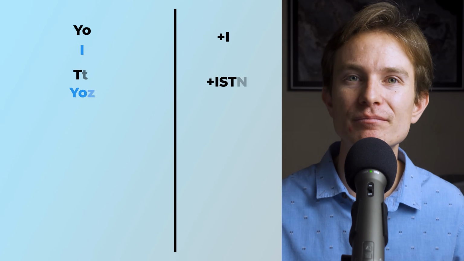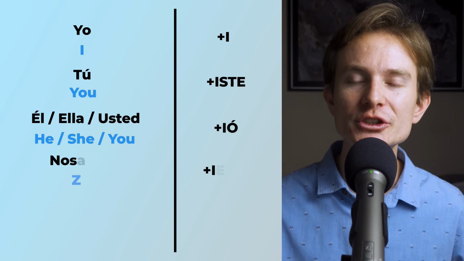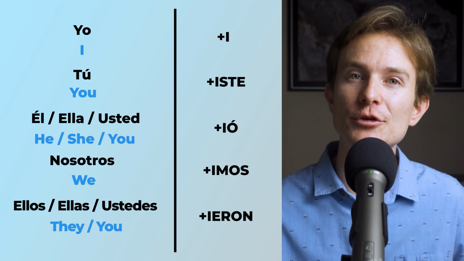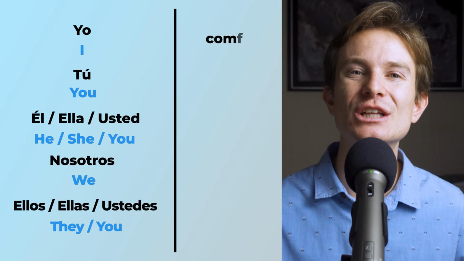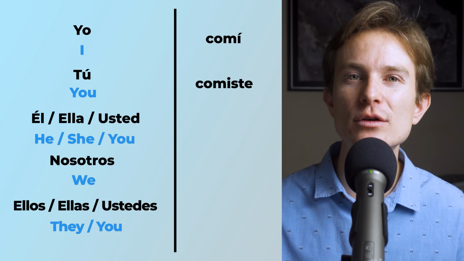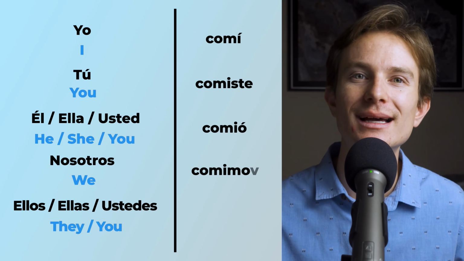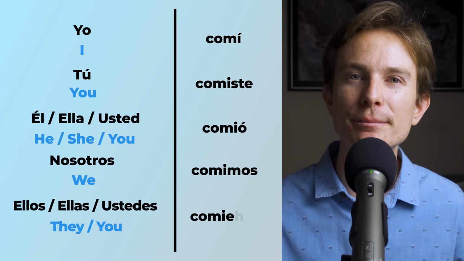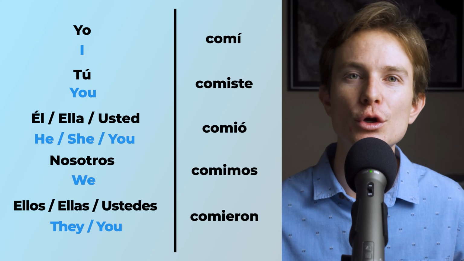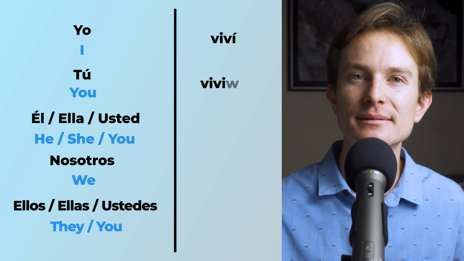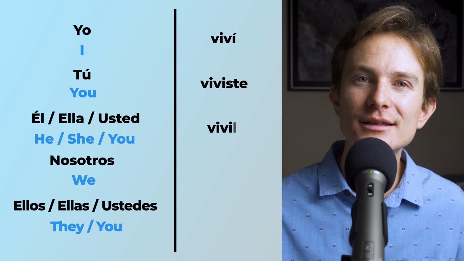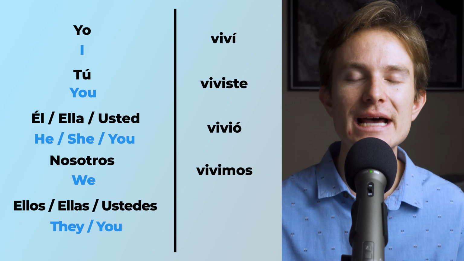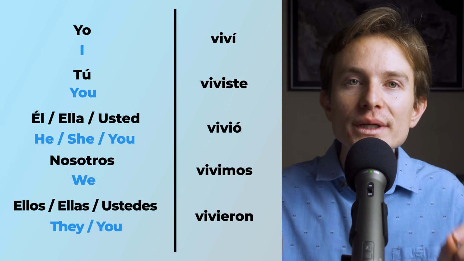Now, the great thing is that in the preterite tense, regular ER and IR verbs follow the same conjugation patterns. So we have í, iste, ió, imos, and ieron. So an ER verb could be comer, yo comí, tú comiste, él, ella, usted comió, nosotros comimos, ellos, ellas, ustedes comieron. Or an IR verb like vivir, yo viví, tú viviste, él, ella, usted vivió, nosotros vivimos, ellos, ellas, ustedes vivieron. Like I said, it is really that simple.